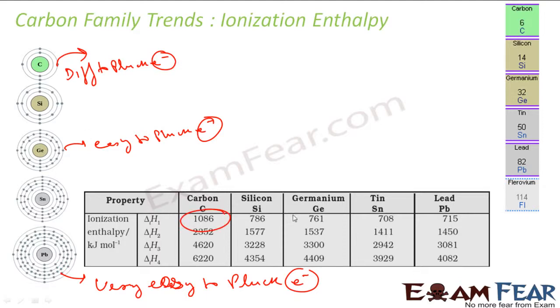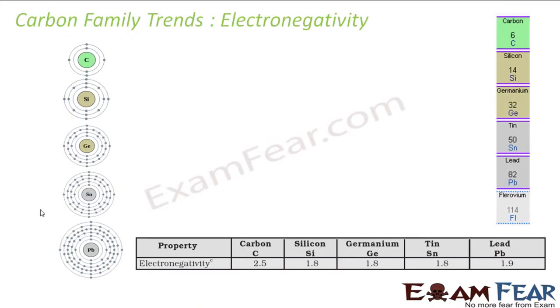Germanium is a little easier, so it has less ionization enthalpy. Lead is all the more easy, so lead will have all the more less ionization enthalpy. So if you see, the general trend is, if you go down the group, the ionization enthalpy is decreasing because the energy required to pluck an electron is decreasing. Let's talk about the electronegativity.